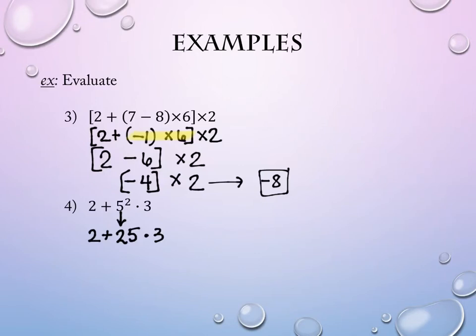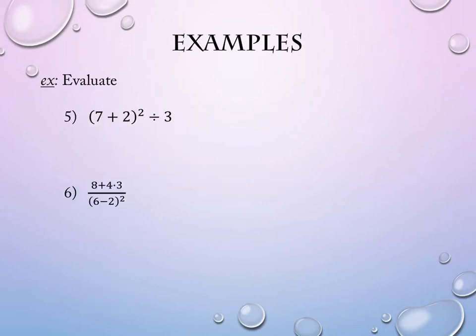All right, 2 operations are left here. Which operation am I doing first? The multiplication. So what is 25 times 3? 75. And then I have 2 plus 75, which will give me 77. Okay, is that all right? Let's do a couple that have fractions. Oh, I'm sorry, number 5 first, and then a couple that have fractions.